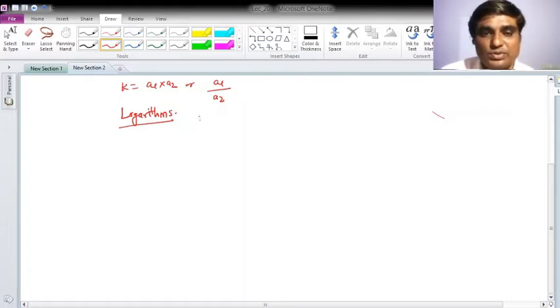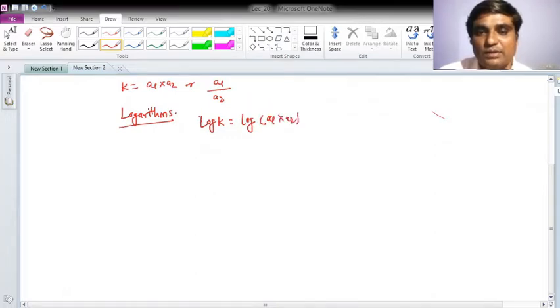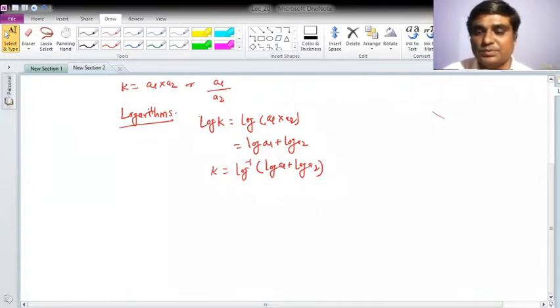Suppose k, so I will use the log. The transform will be log of A1 times A2. I can use the property that this is log A1 plus log A2, the sum of the logs. But what I want is k, not log k. So in order to obtain k, I will take the inverse of log, that is the anti-log, on the result obtained from log A1 plus log A2, right?